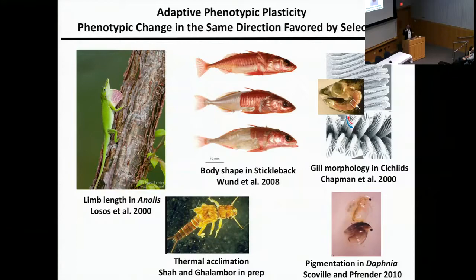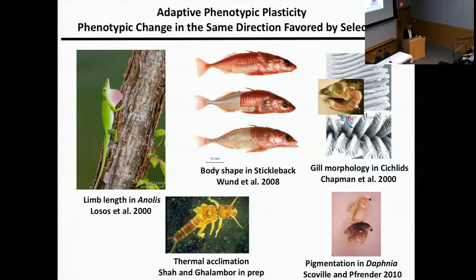Similar examples, for example, if you look at the gill morphology of fish, if you compare populations that are adapted to hypoxic conditions where there's low oxygen, they have these very expanded gill morphologies for taking up oxygen. But if you take a population that normally doesn't see those conditions and you have it develop under low oxygen conditions, it will develop that same type of morphology. And I could go on and on with other examples. So these are the examples, again, that we would refer to as being very adaptive.